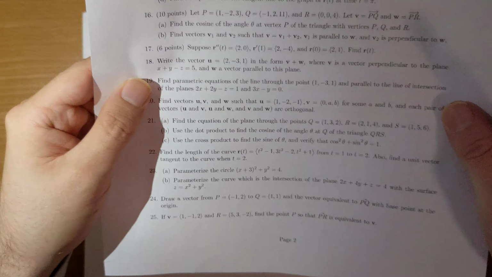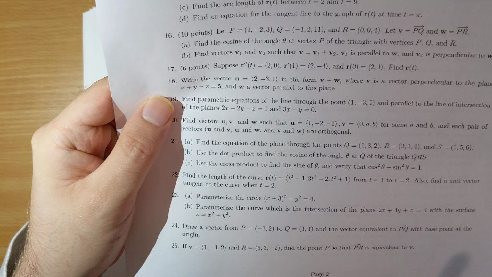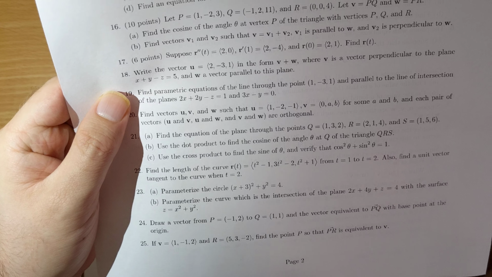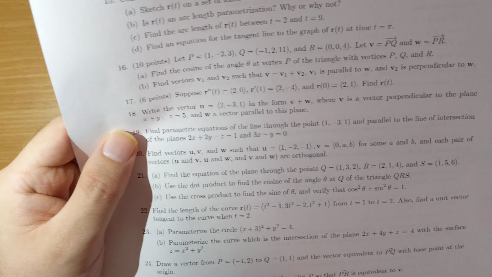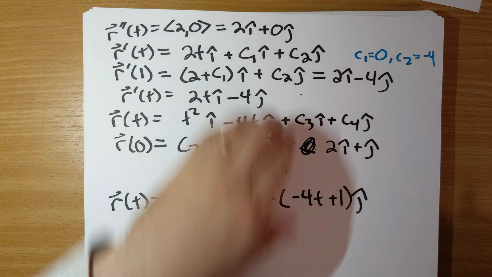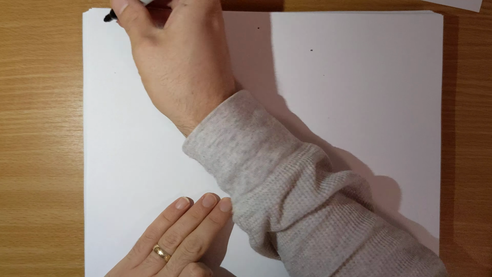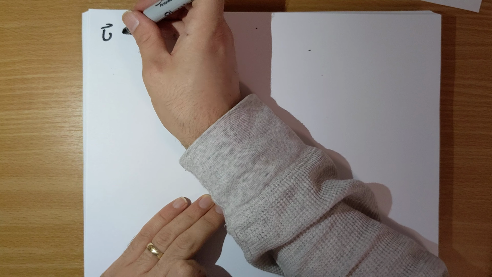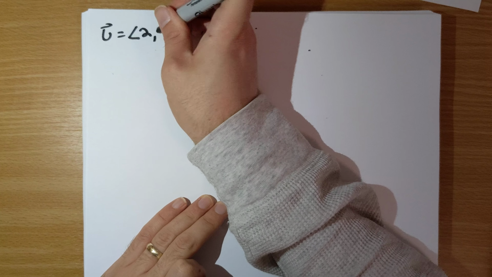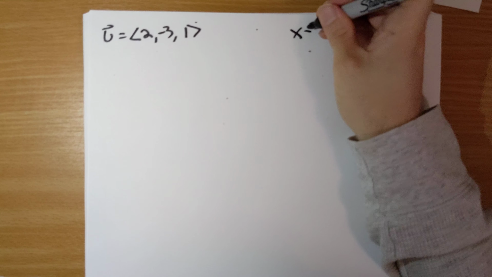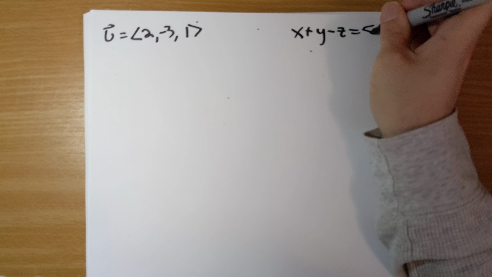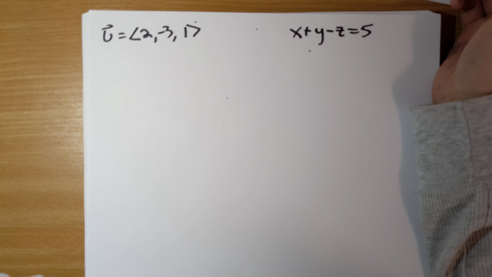Problem 18. Write the vector u in the form v plus w, where v is the vector perpendicular to the plane x plus y minus z equals 5, and w is a vector parallel to this plane. u is the vector ⟨2, -3, 1⟩. We want to write it as something perpendicular to the plane x plus y minus z equals 5, plus something parallel to that plane.